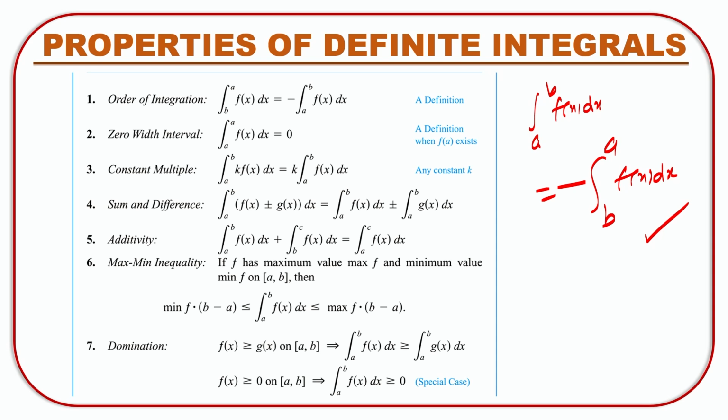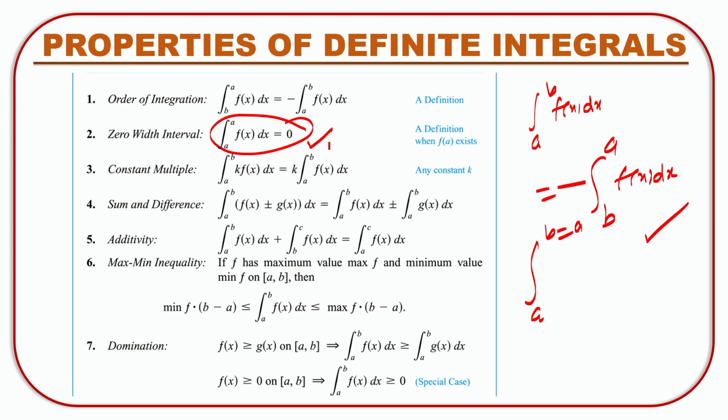The zero width interval: that means if you are not given any width, so b equal to a, there is no width, right? From the same fixed point to the same fixed point, the lower limit as well as the upper limit are equal, then whatever the function is, it's going to be 0. There is no need to evaluate any function, whatever the function is, it is going to be 0.